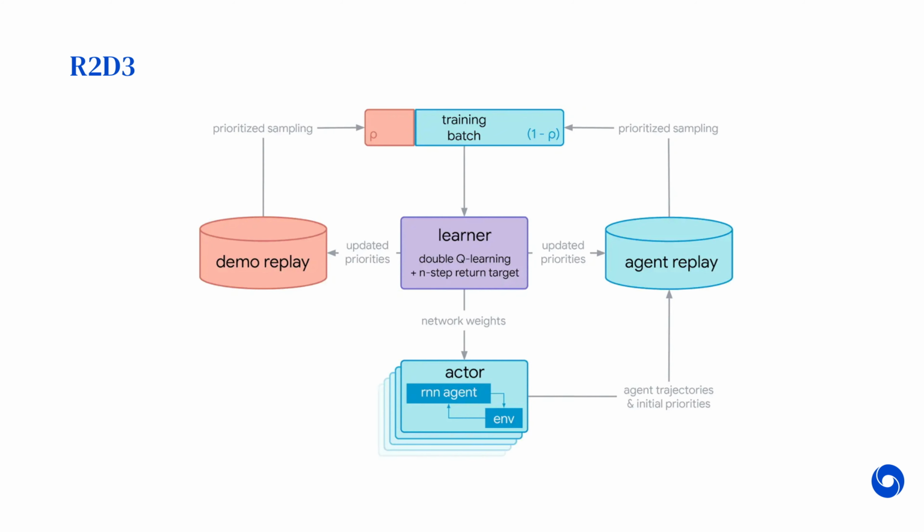In order to solve these tasks, we developed an algorithm called R2D3, which stands for Recurrent Replay Distributed DQN from Demonstrations. The learner samples batches that are a mixture of demonstrations and the experiences the agent generates by interacting with the environment. The ratio between demos and agent experiences is a key hyperparameter, which must be carefully tuned to achieve good performance. Because our agent is recurrent, we must think carefully about how to deal with the trajectory sequences. We followed the approach of R2D2. See the paper for details.